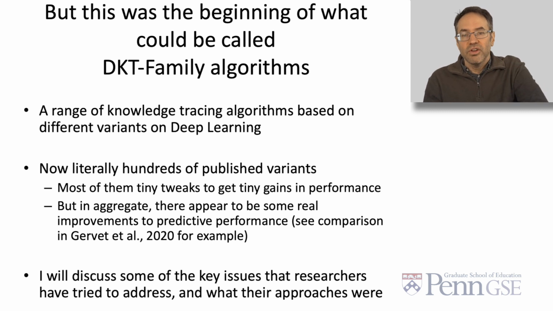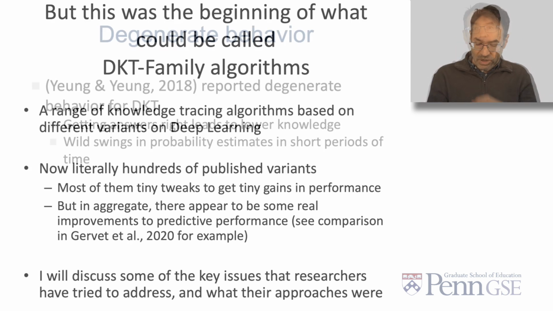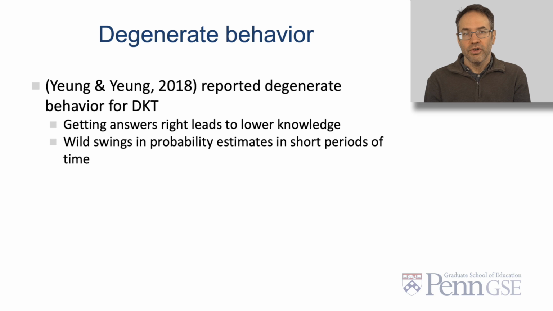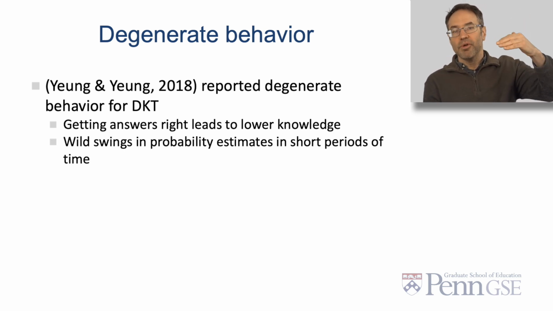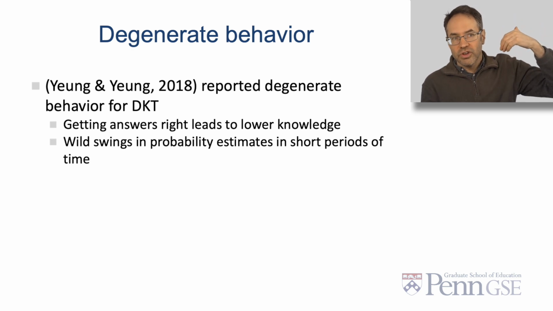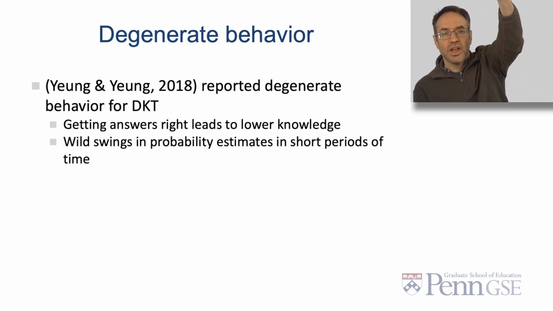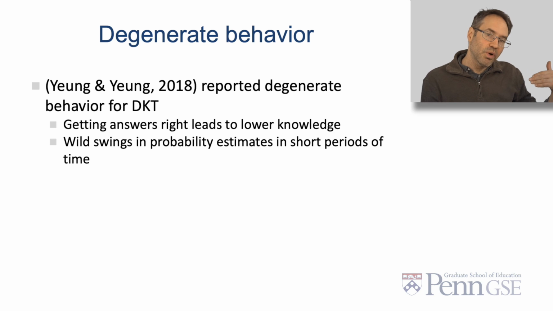In the next slides, I'm going to discuss some of the key issues that researchers have tried to address in these improvements to DKT and what their approaches were. One of the first problems noted for DKT was work by Yeung and Yeung, who reported degenerate behavior for DKT. We talked a little about degeneracy for BKT and PFA, but this degeneracy was even worse. People getting answers right and the knowledge estimates dropping. Wild swings in probability estimates in short periods of time, like a student gets it right and they go from 30% probability of knowing it to 95%. They get it wrong, they shoot back down to 20%.